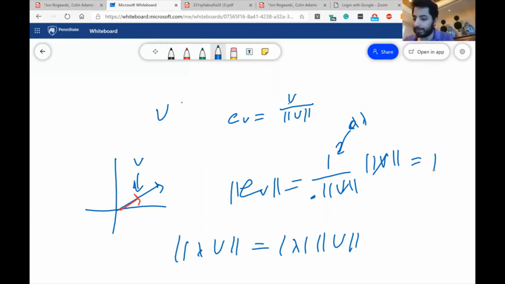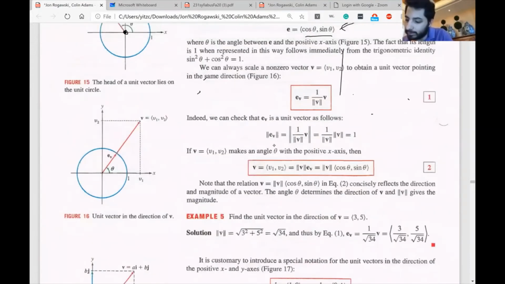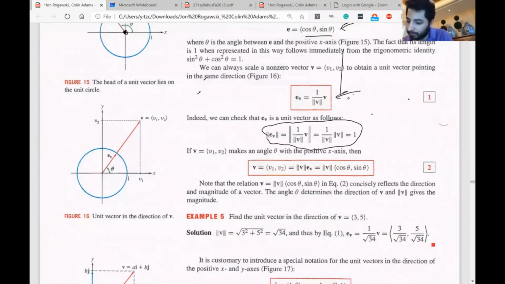So, and this in fact does have the same direction as V. EV has the same direction as V, because it's just V times a scale, and we know that those have the same direction. It just squeezes or stretches your vector based on what you're multiplying it by. So going back here, this is the proof that we just did to show that EV is in fact a unit vector.